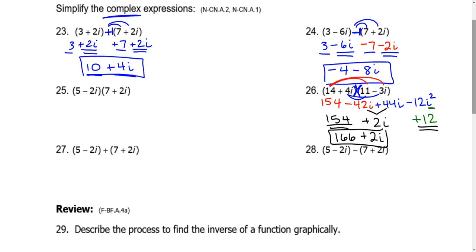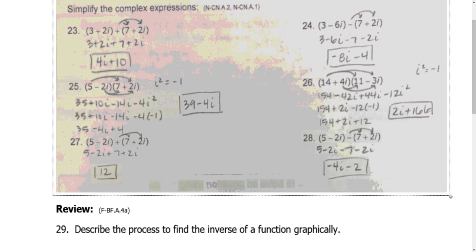So for the rest of this, I'm just going to put up the answer key so you can try them on your own, and then you can check to see if you're doing them right. So here are the rest of the answers to the section on simplifying complex expressions.